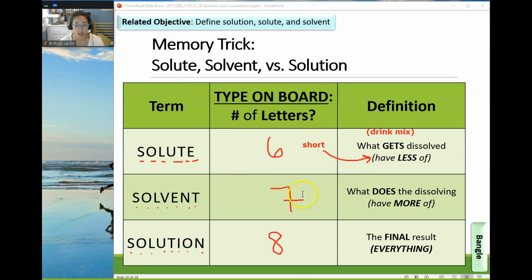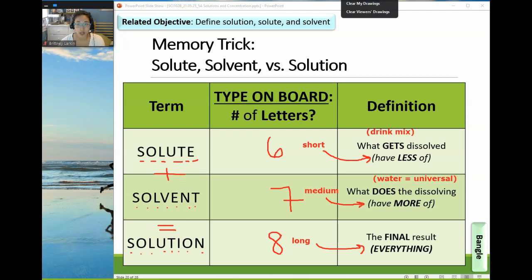Now solvent is our medium word, and so this is what's doing the dissolving. This is what we have more of, right? It's a bit of a longer word, okay? And this is what is doing the dissolving. So this is going to be my water, again, water being the universal solvent that we discussed earlier. And then solution is the longest word with 8 letters, and that is just everything put together, right? So we have the short word, what we have less of, the medium word, it's getting mixed into, what's doing the dissolving, and then the long word is just putting it all together. So the final result of our solute and solvent together, right? We're adding these together to make our solution.